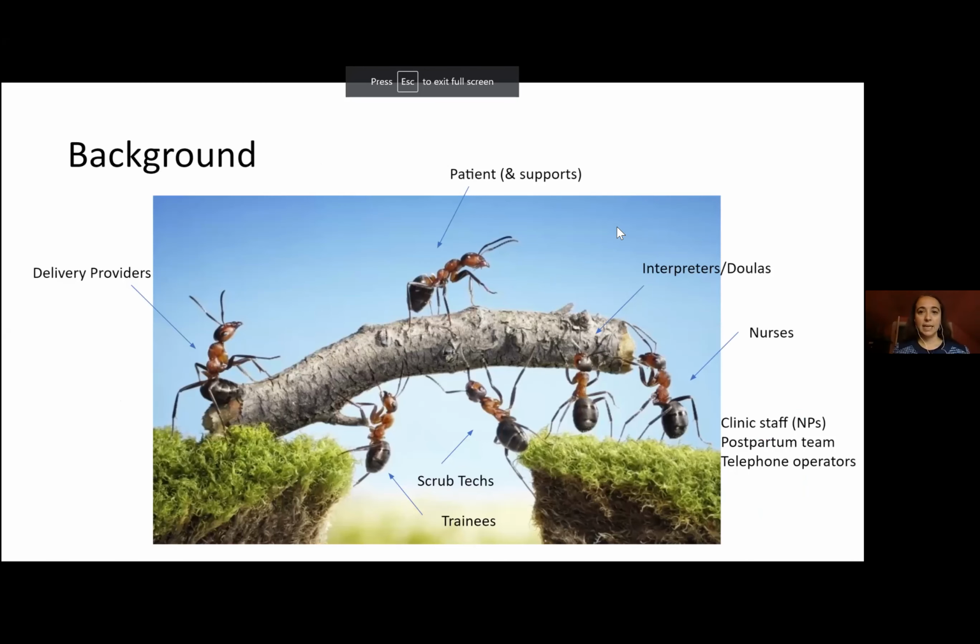All right. So this is kind of a background picture, which is kind of fun. I love ants because they really do work in teams. They are a true team-based community. And it's always fascinating to me how much they can do when they work together as a team.